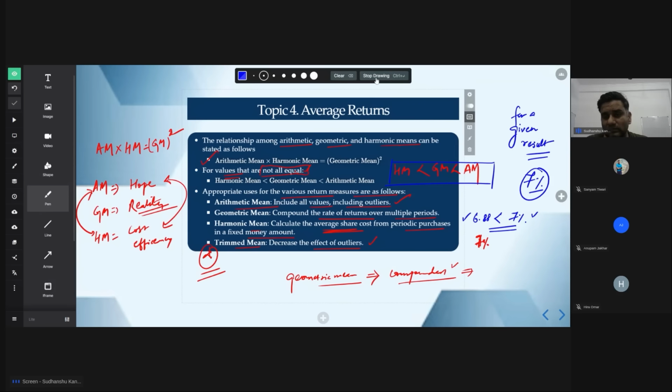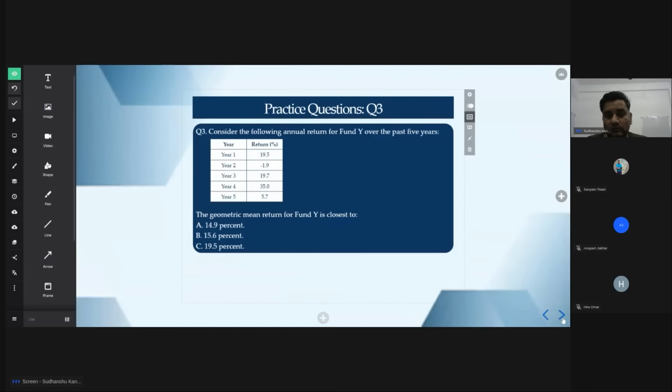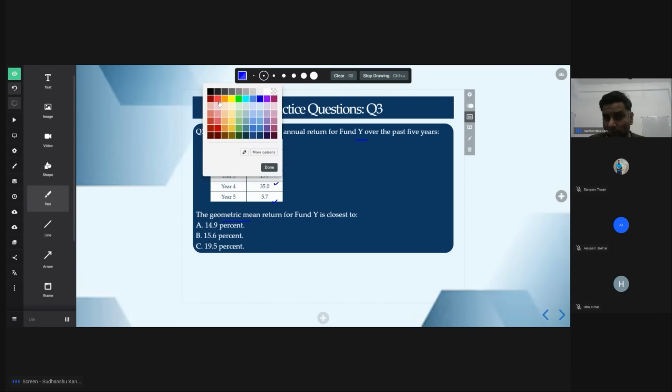Let's do the question, guys. This is quite interesting. Consider the annual return for fund Y over the past 5 years. Year one is 19.5, year two is minus 1.9. 5 different years, 5 different returns are given. Now they are asking you for the geometric return. The geometric return for fund Y is closest to, again, the compounding return, where we have to take the root.